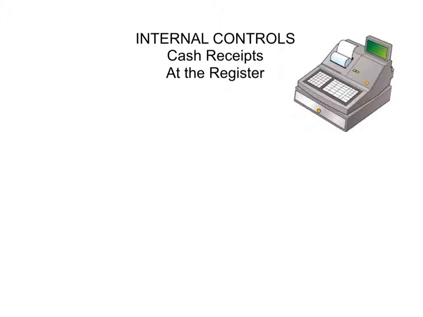Hi, welcome to this discussion on internal controls, specifically cash receipts at the register. Believe it or not, the key control over cash receipts at the register is that cash register receipt, that little small white piece of paper. However, it's not actually the small white piece of paper that is the control. It is that the cash register receipt indicates that the transaction has been entered into our accounting system, specifically the cash register.